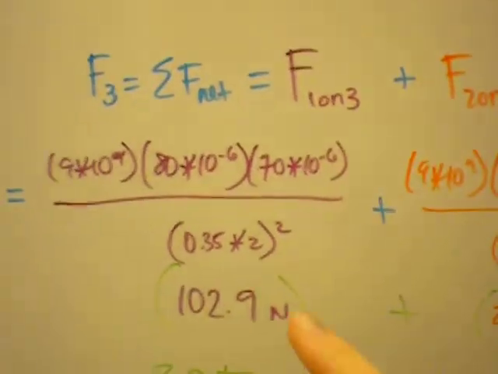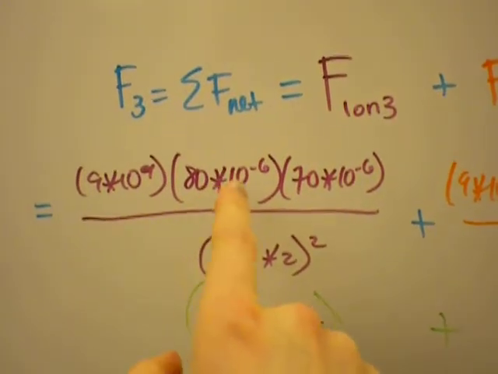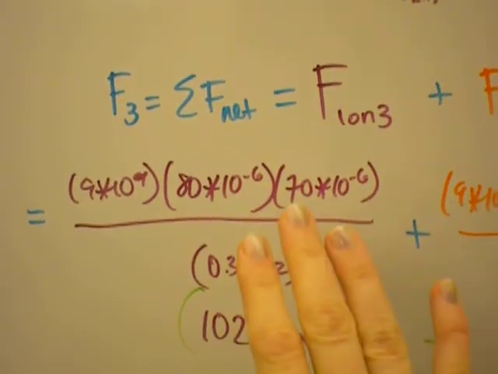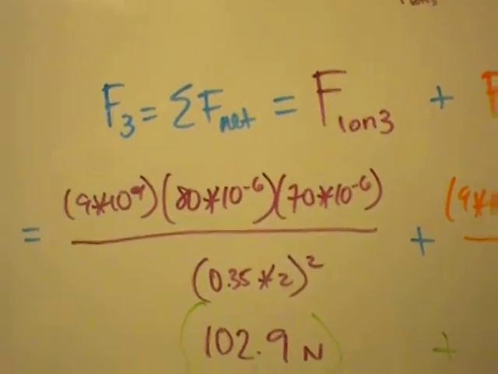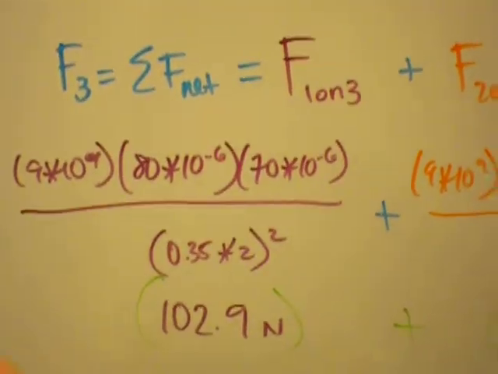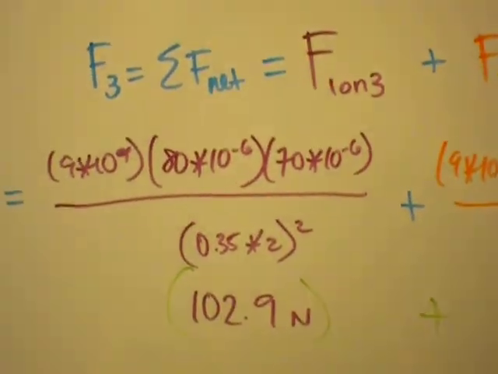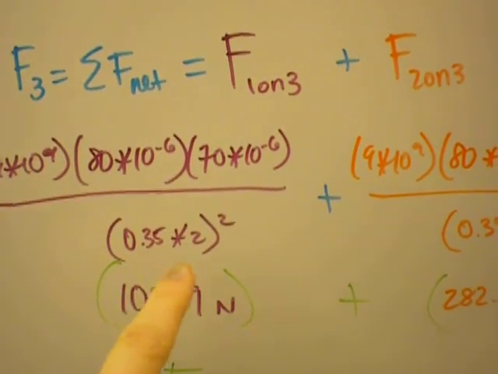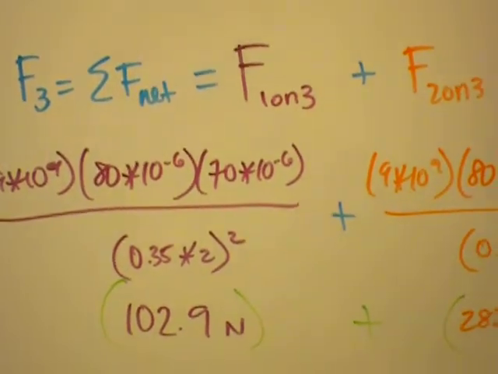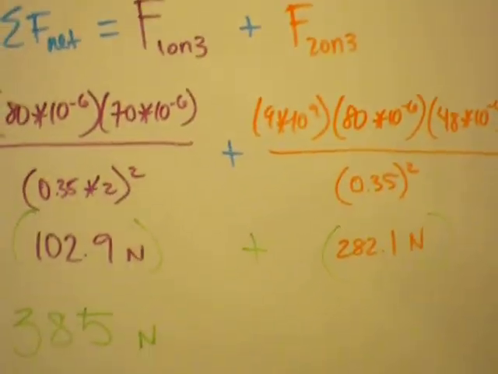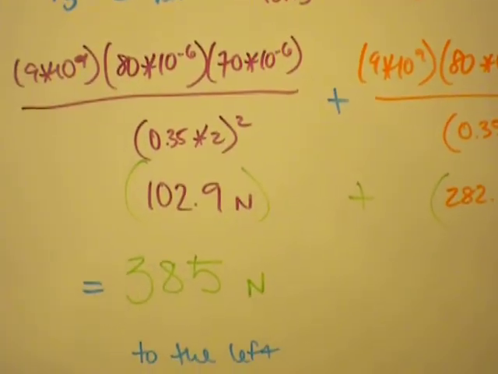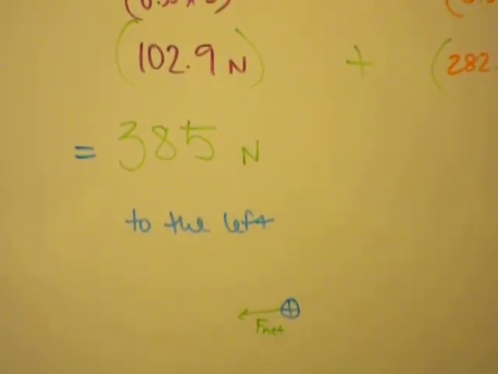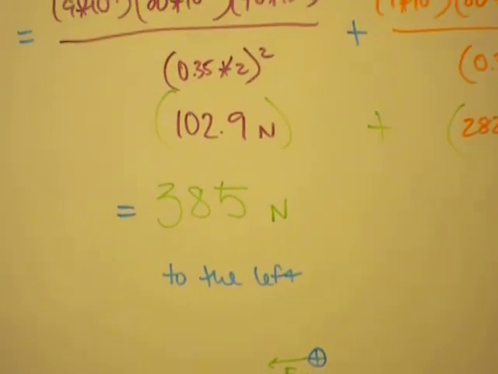So anyway, we just plug and chug again into Coulomb's law. We have K, the two charges, and notice again I didn't put in the negative 80 because we don't want that to be a negative force. So we just leave out the negatives until we get to the end. And notice also here I've doubled the distance between them again because it's the distance between 1 and 3, and they're farther away. And we add these two forces and we get 385 newtons, and this is going to be to the left, net force to the left. And that is all the question was asking.